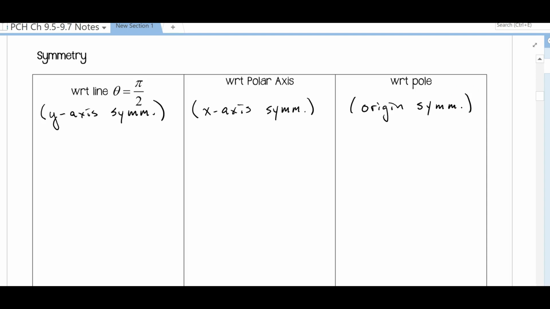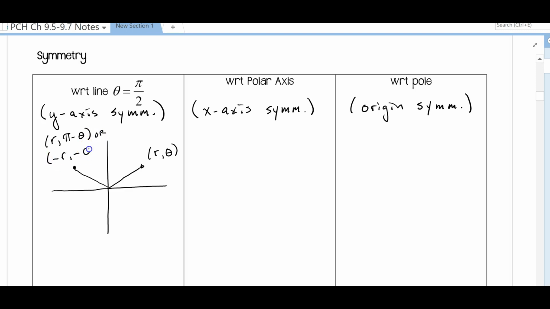So for symmetry with respect to the line theta equals pi over 2, we may have some point in the first quadrant (r, theta). Also on the graph would be a point in the second quadrant, which would have the coordinates (r, pi minus theta), or (negative r, negative theta). Okay, both of these points would also be on the graph, so that would have our theta equals pi over 2 symmetry.